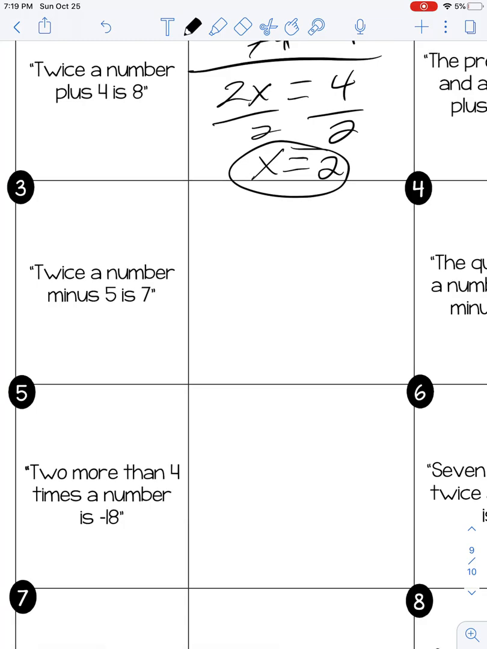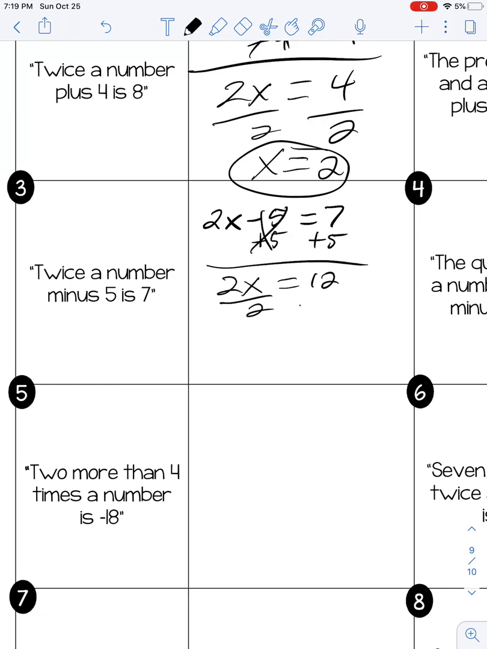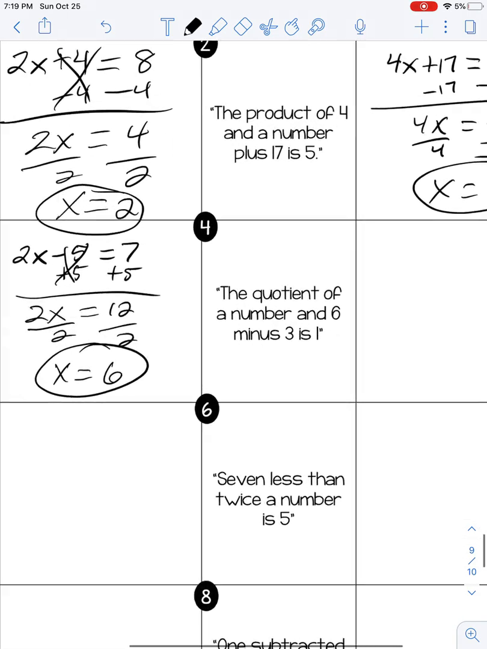All right, number 3. Twice a number, well, there it is again, so we know that that's 2x. Minus 5 is 7. Pretty much tells us what to do. So here we'll add 5. We get 2x equals 12, divided by 2. X equals 6. Math is not hard. It's just writing down the problem.